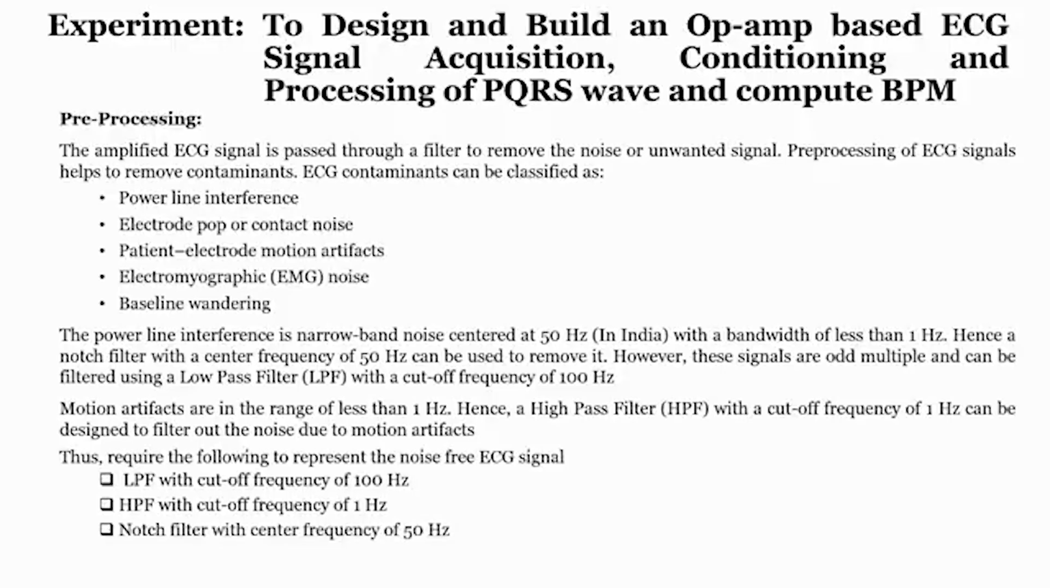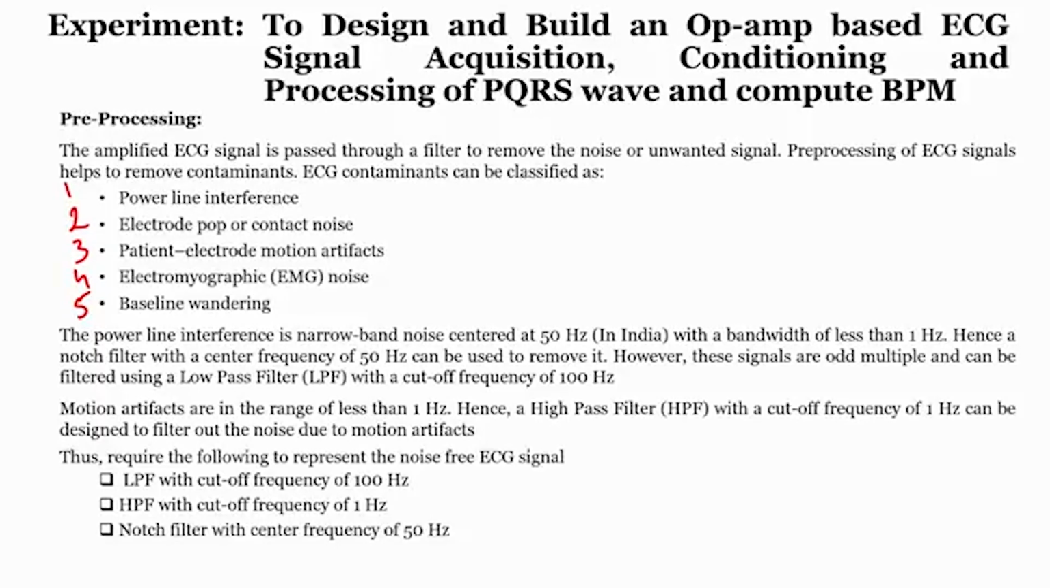ECG contaminants can be classified as power line interference. Second would be electrode pop or contact noise. Third can be patient electrode motion artifacts. Fourth can be electromyographic noise, which is EMG, and finally baseline wandering. So, these 5 are the contaminants we can consider in the ECG and we have to remove these contaminants.